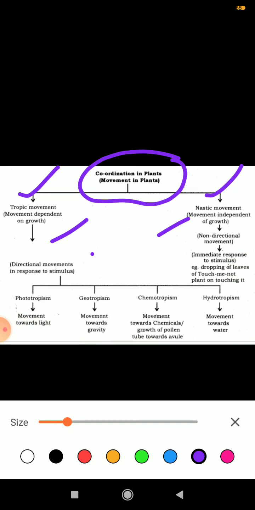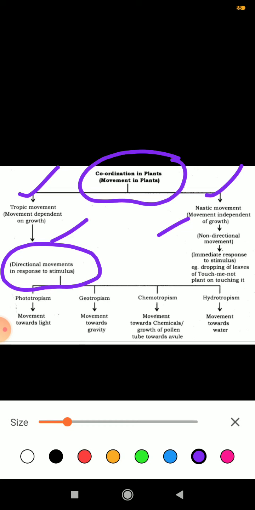Second, tropic movement is directional movement in response to stimuli, which means from wherever the stimulus is coming, the plant will grow in that direction. But in nastic movement, the movement is not in the direction of the stimuli. Clear? An example is the drooping of leaves of the touch-me-not plant. Students, you might have heard the name of the chui mui plant. Whenever we touch the leaves of that plant, they droop.